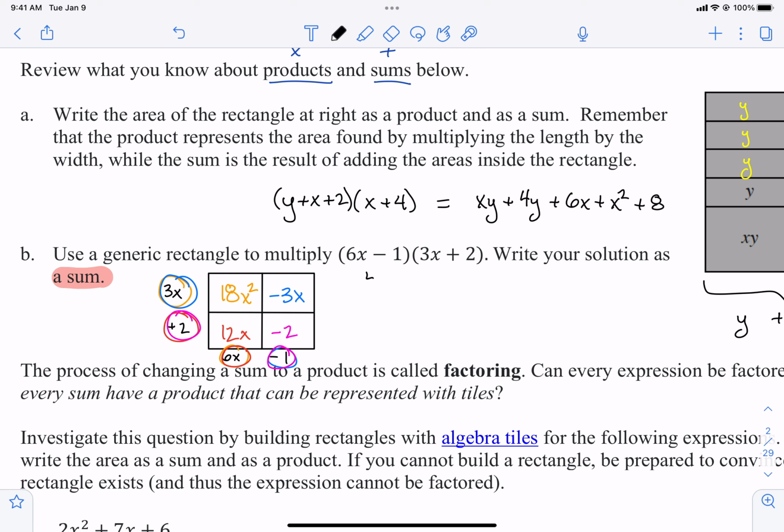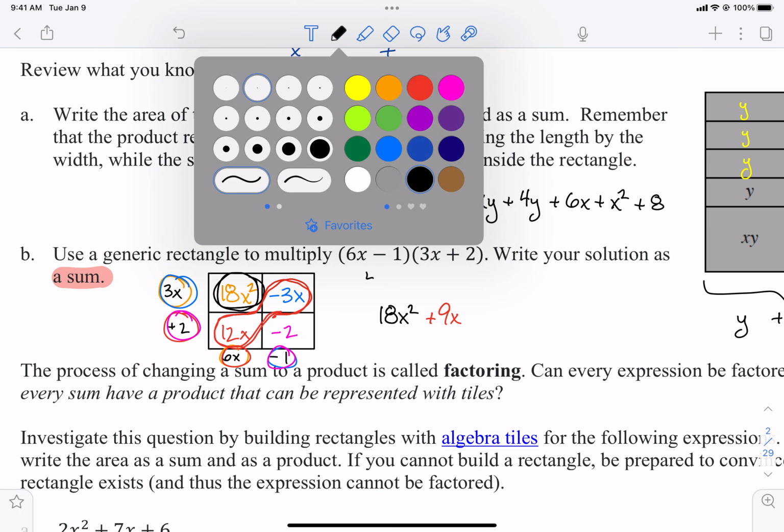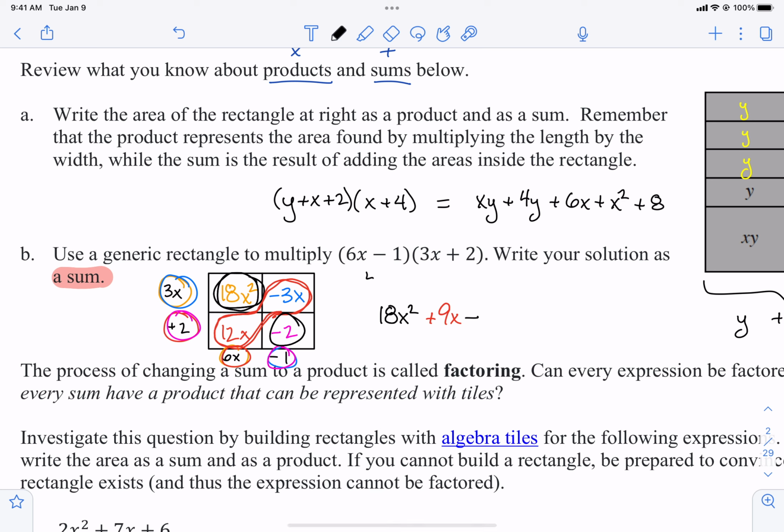So in order to write our solution as a sum, we want to take out each of those terms. So we have 18x squared, and then we have something unique going on in the middle. Notice how we have negative 3x's and 12x's. Those are like terms, so we want to combine them. So 12x take away 3x would leave us with 9x's. And then, of course, at the very end, we have the minus 2.